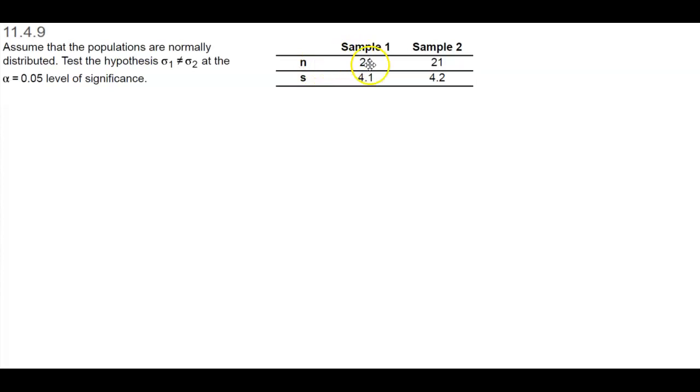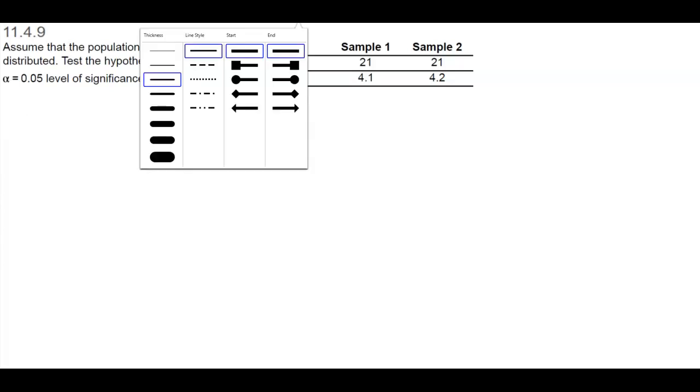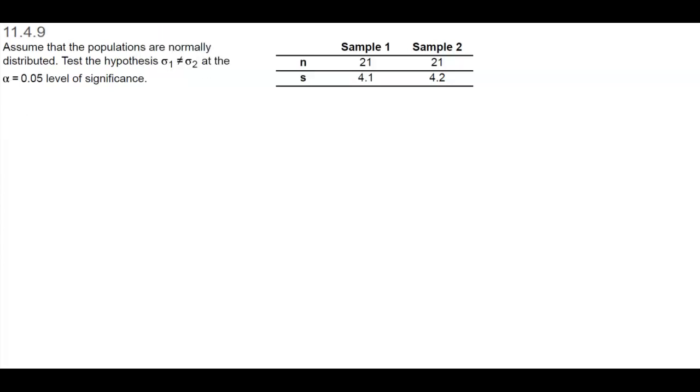The sample size n is 21 here. For sample 2, it's also 21. The sample standard deviation is 4.1 for sample 1, and the standard deviation for sample 2 is 4.2. So the first thing we need to do is identify the null and the alternative hypothesis.